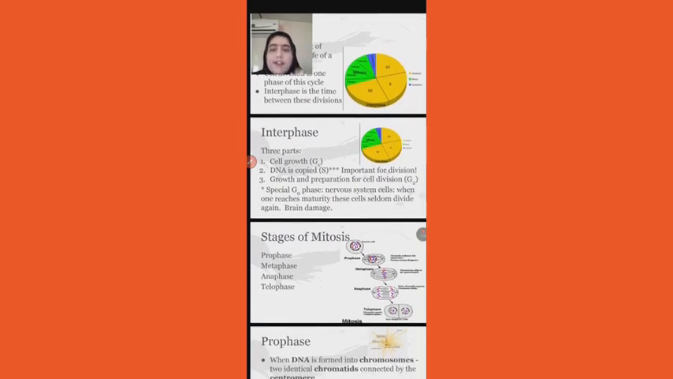Three parts. 1. Cell growth, G1. 2. DNA is copied. That is the S step, important for division. Okay, please pay attention. And number 3, growth and preparation for cell division. It means that G2. And there is a special G0 phase, for nervous system cells. When one reaches maturity, they seldom divide again. Brain damage. Stages of mitosis.